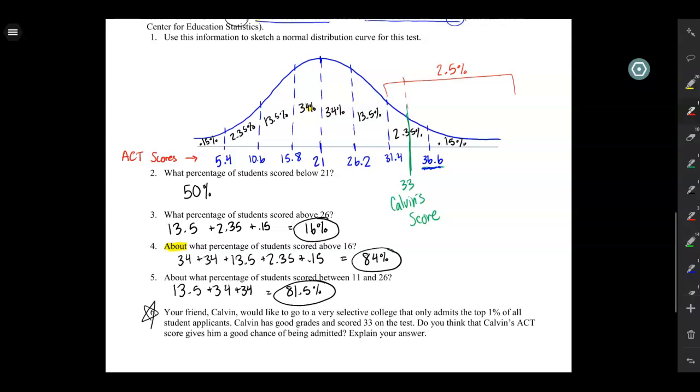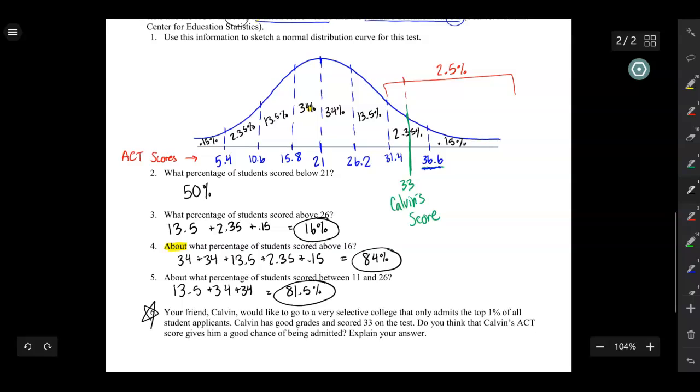If I was answering this question, I would say Calvin has a pretty good chance of getting in. If he's not in the top 1%, he is really close to the top 1% of the data. He's definitely in the top 2.5%. That's an easy one. And he's also halfway through this 2.35% chunk, which means I would guess that he is in the top at least 1.5% of everyone that's applying to that college.